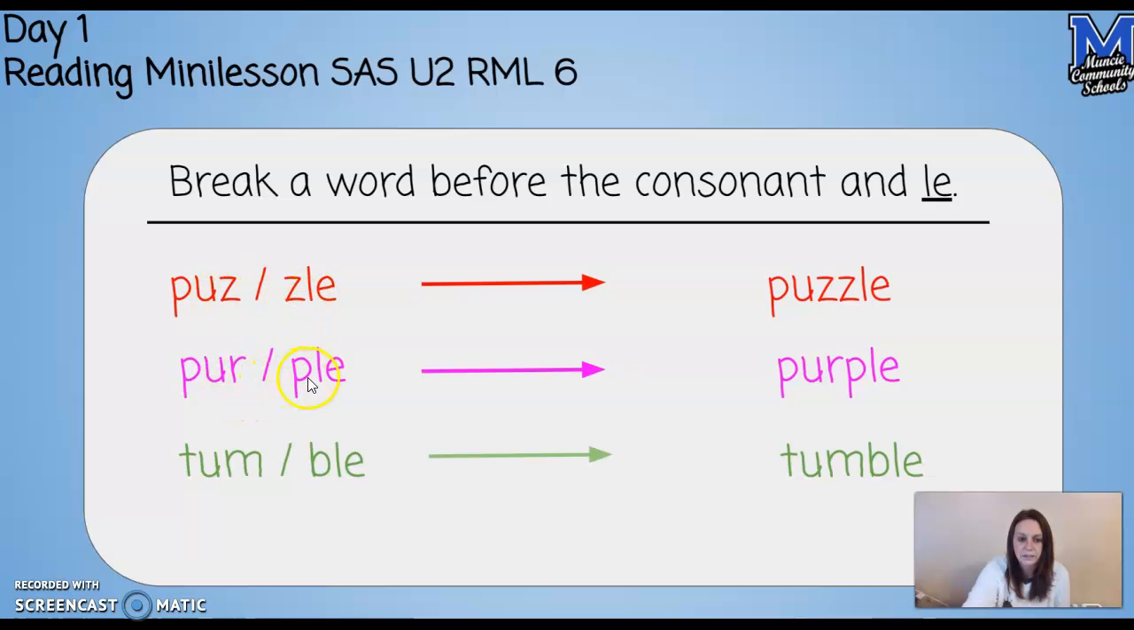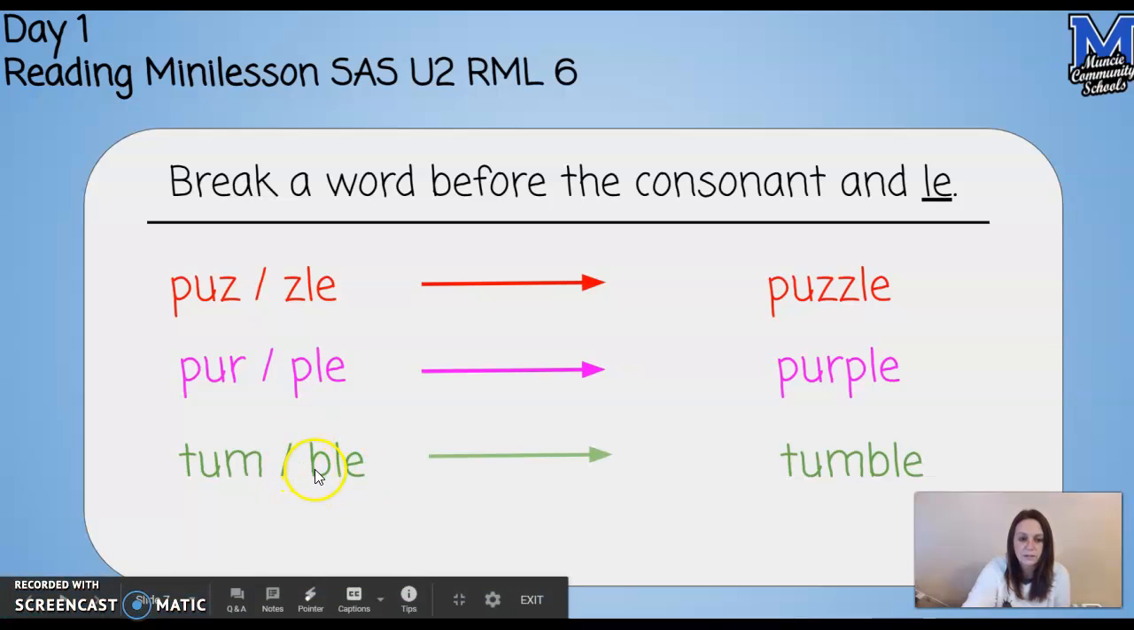Same thing with purple. Here's the consonant, here's the LE, so the slash would go between the R and the P for purple. And also with tumble, here's the consonant, here's the LE, so the slash mark would go before the B and the LE to break it apart.